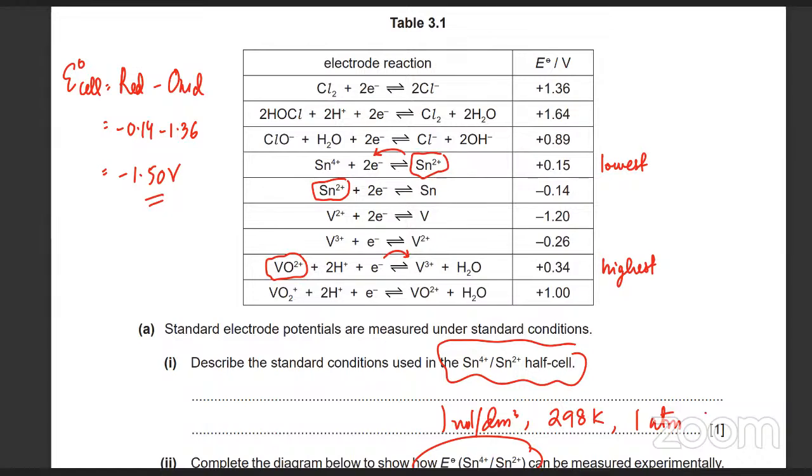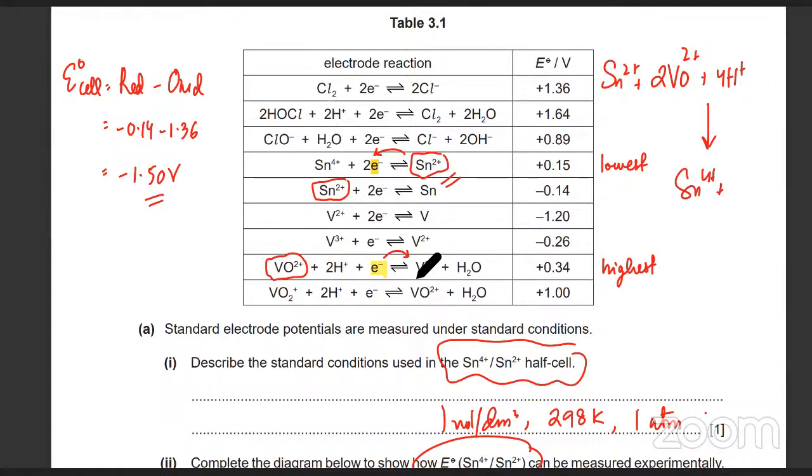You can make the equation. The reactant is Sn2+. The other reactant is VO2+, but I'm going to multiply it by 2. I need to make the number of electrons gained and lost equal. There are 2 electrons being lost and 1 electron being gained. VO2+ will have 4 H+ ions. And then what are your products? In the first one, the product is going to be Sn4+.